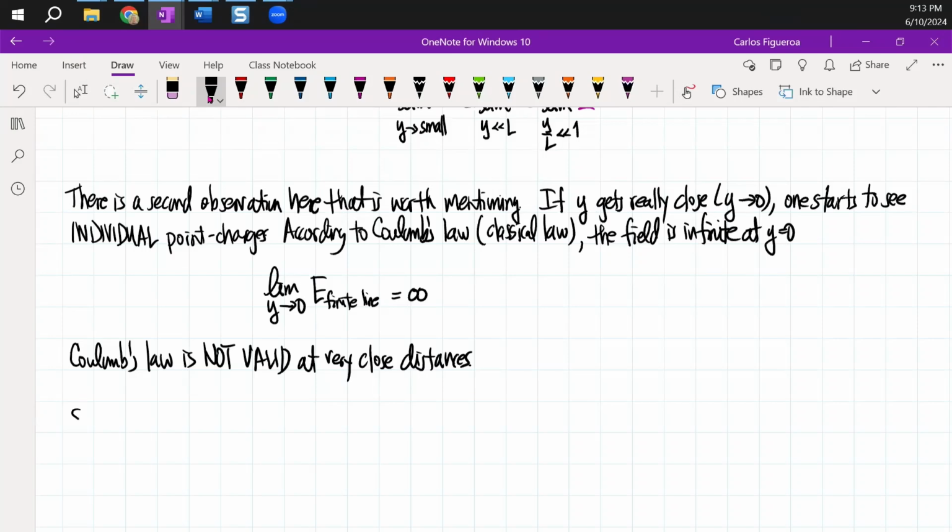We now go to the second step. We need to define the charge element dq, or the line charge.